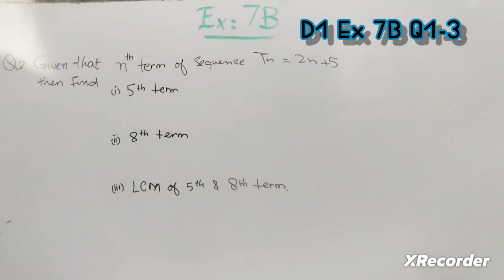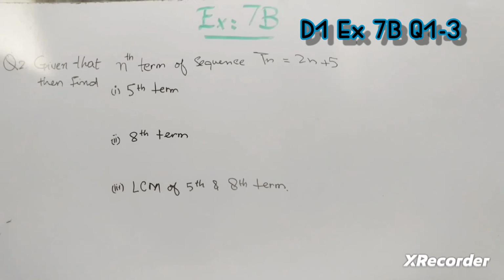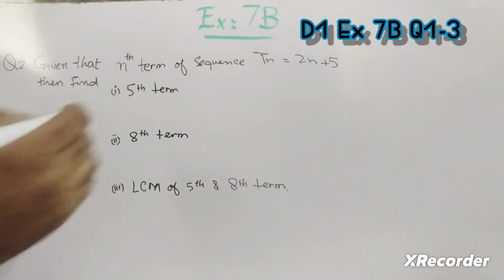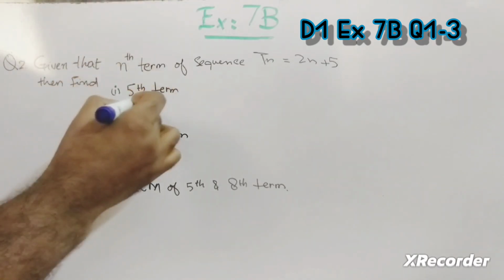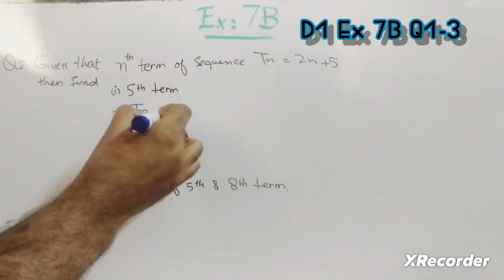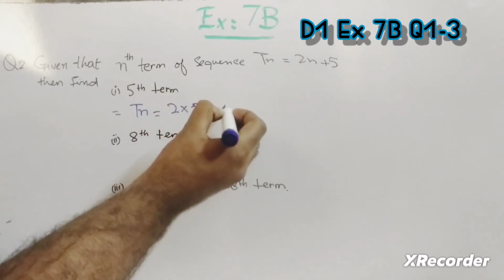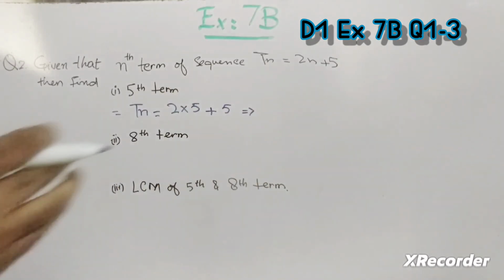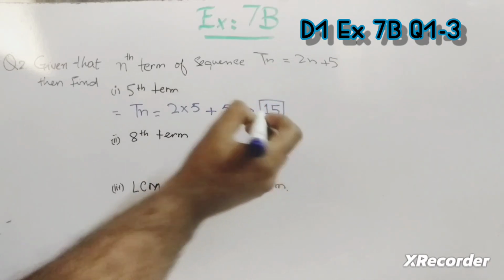Now moving to the question number 2, that is given that nth term of a sequence, the general formula is given, Tn is equal to 2n plus 5. Then find the value of fifth term, 8th term and LCM of 5th and 8th term. So for fifth term we put the value of 5 for n, so that Tn is equal to 2 times of 5 plus 5. 2 times of 5 is 10, 10 plus 5 is 15. So our fifth term will become 15.